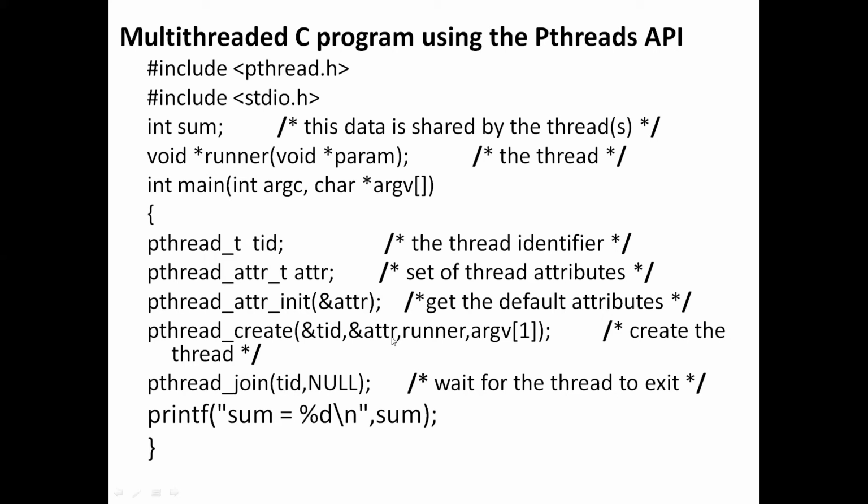Next one is attr. It is nothing but attribute information. All the attribute information of the threads will be stored inside this attr. We are acquiring this attribute information by using &attr. Next parameter we are passing here is runner. Runner is a function which will hold the thread logic. Complete thread logic will be written in the runner function. We are passing it as the third argument for the create method.